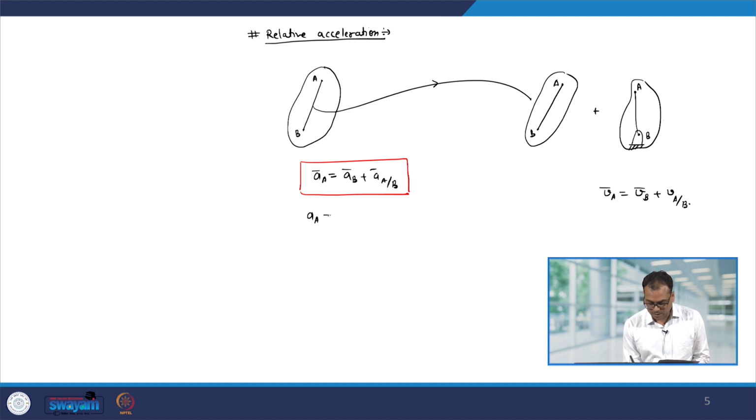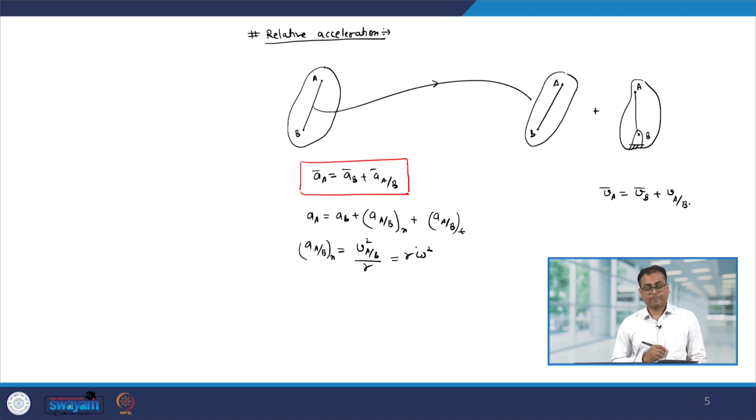So, A can be written as AB plus AB, the normal component plus the tangential component. And what is the value of the normal component? An will be V square divided by R. So, VAB square divided by R, or you can also call it R omega square, and VABT will be R omega dot or R alpha. Okay.